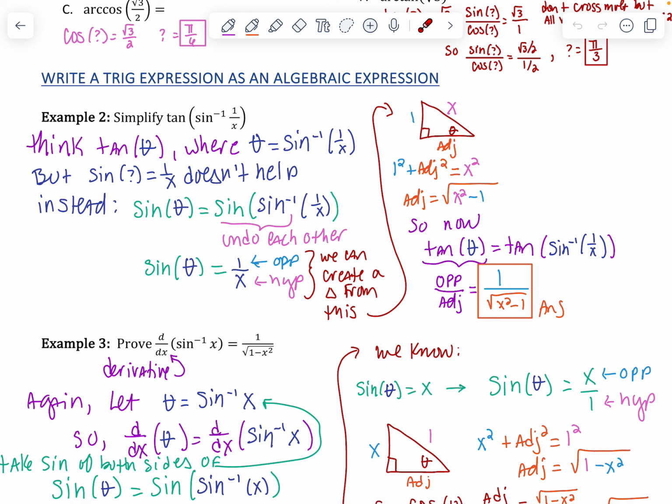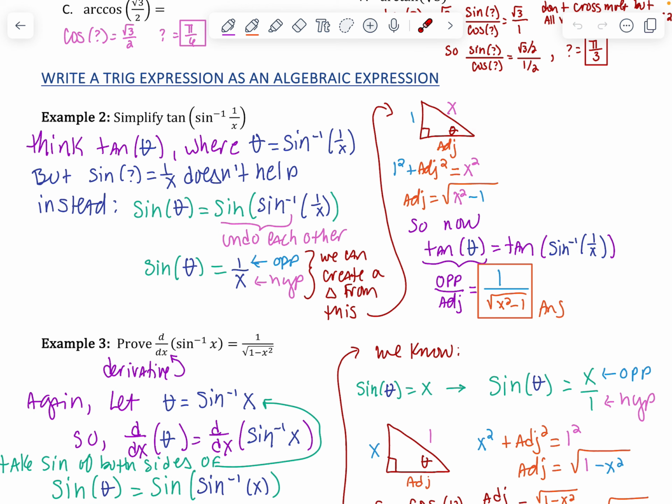This is helpful because we know the sine, SOHCAHTOA, the sine is the opposite over the hypotenuse. We can now draw our right triangle. We can put theta in the non-right triangle corner, and we can figure out what our opposite is. We know it's 1. We can figure out what the hypotenuse is. We know it's x. And so we just have an adjacent side that we can solve for using a squared plus b squared equals c squared, Pythagorean theorem.